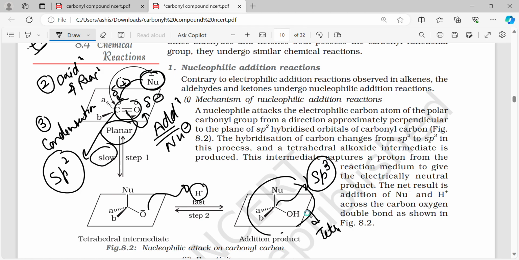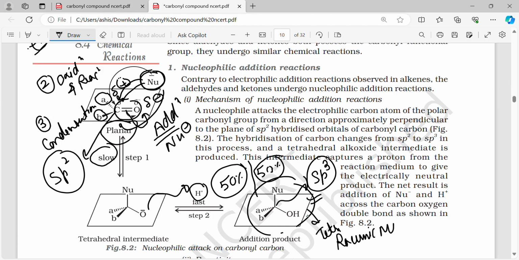Now the main point is that if our nucleophile and group A, group B are all different, then in that case our product may be optically active. Because the nucleophile can attack from both sides, forward as well as backward, we will get a mixture of 50% dextrorotatory and 50% levorotatory substance. So our product will be in the form of a racemic mixture.